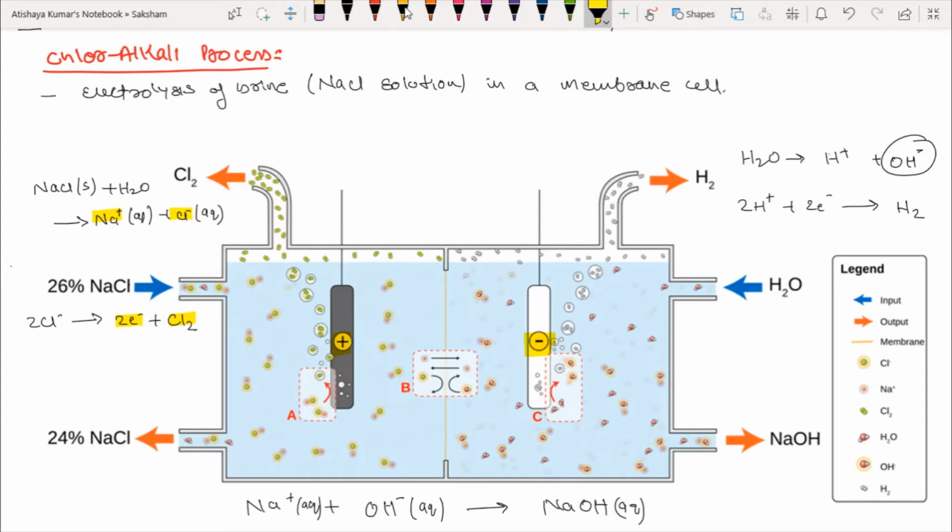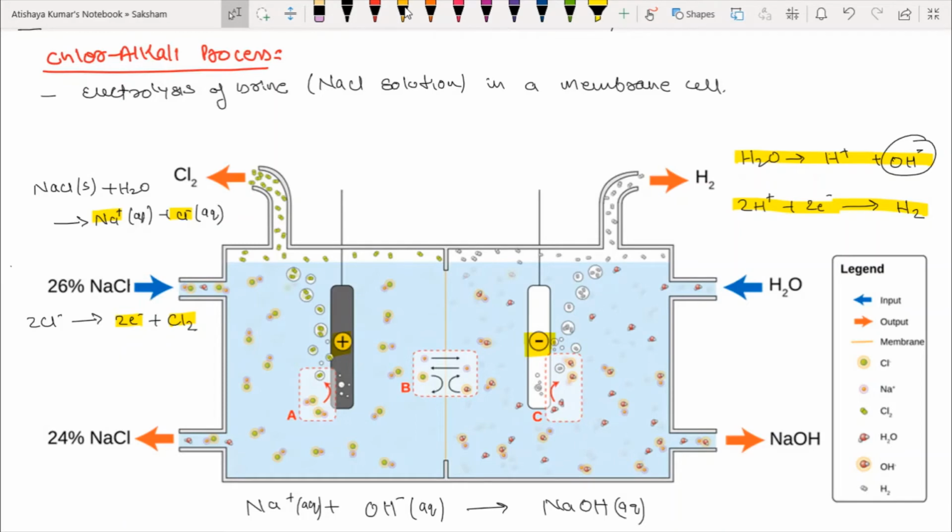In the other chamber, the water molecule is dissociating into H+ and OH- ions. Again, two H+ ions will react with two electrons, which will be provided by this negatively charged electrode, to form one molecule of hydrogen.